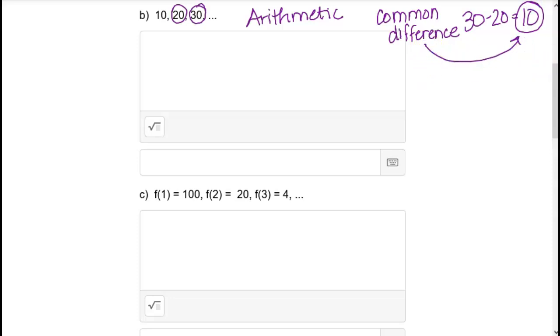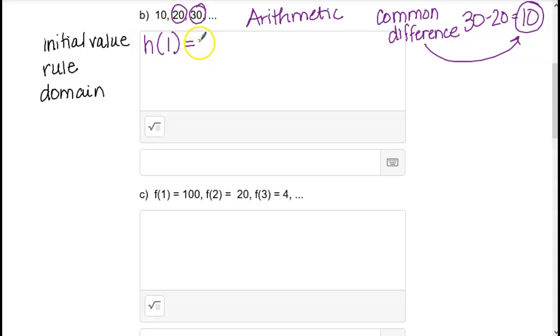So again, three parts to the recursive definition. You have the initial value, you have the actual rule itself, and then you have the domain. Okay, so for the initial value, again, we'll use a different letter this time, we'll use H. The first value in this sequence is 10. For the rule, we're going to take any input, we're using H now, H of n minus 1, so this just means take the previous output and then add 10. In this case, we're adding 10 because it's arithmetic. Arithmetic means add, and we're adding 10 because that's what the common difference is.